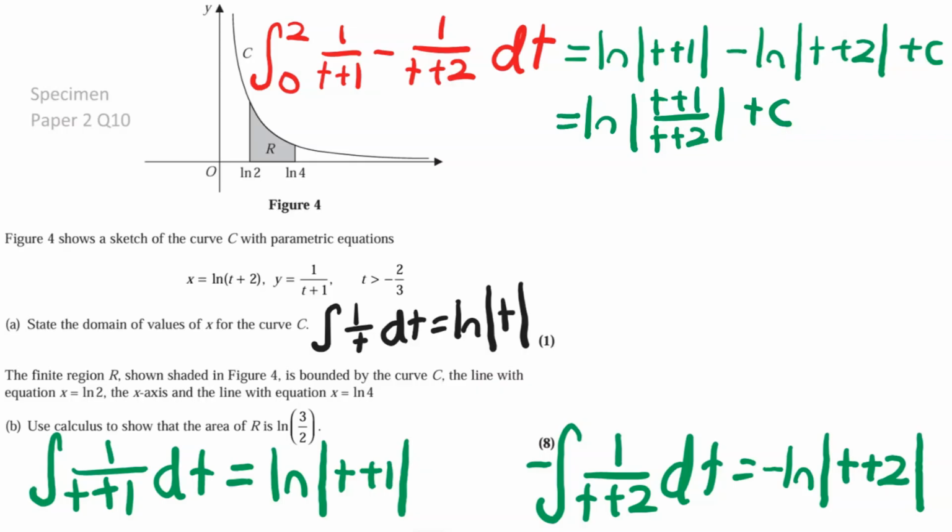So now we're going to sub in the limits of 2 and 0. So that's what I've done here. So it's going to be the natural log of 2 plus 1 over 2 plus 2 minus the natural log of 0 plus 1 over 0 plus 2.